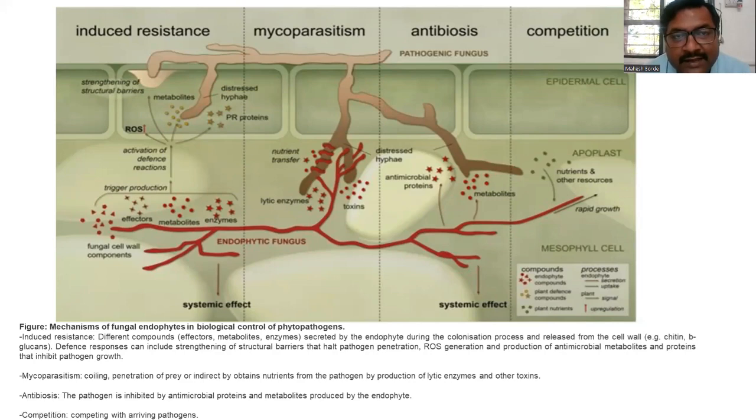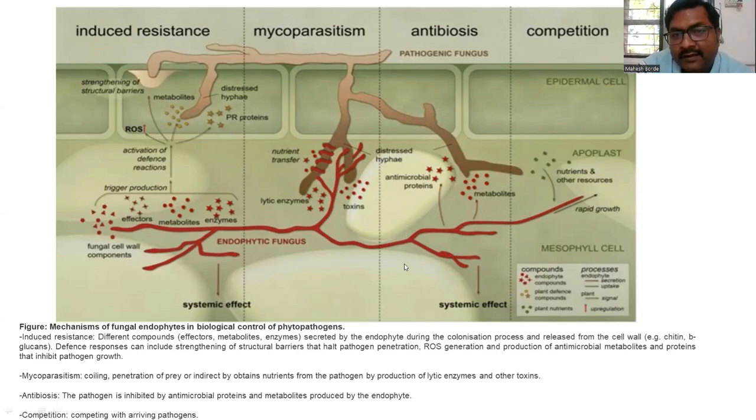The second mechanism is mycoparasitism. Mycoparasitism means the endophytic fungal hyphae form some coiling, or secrete enzymes like chitinase and beta-1,3 glucanase, which rupture the cell wall of the pathogen, and they take nutrients from the pathogen. That is mycoparasitism.